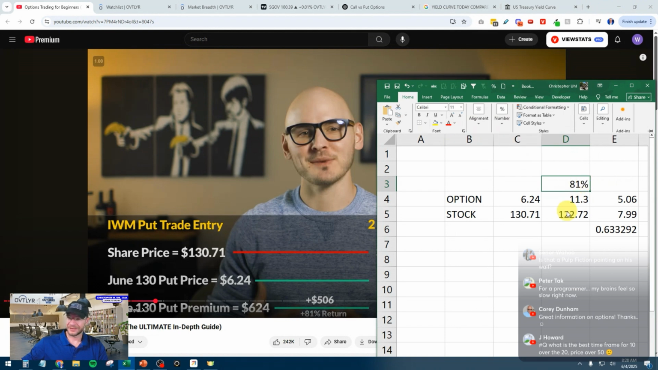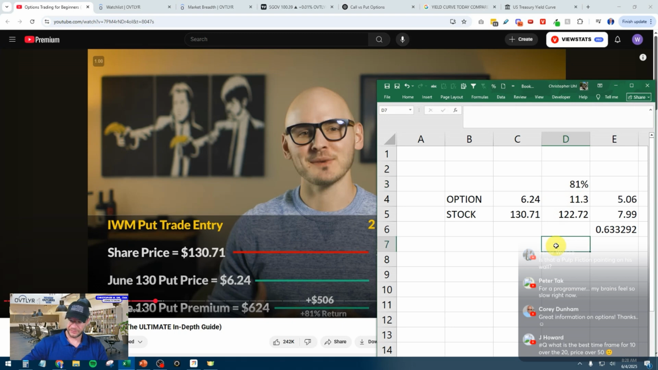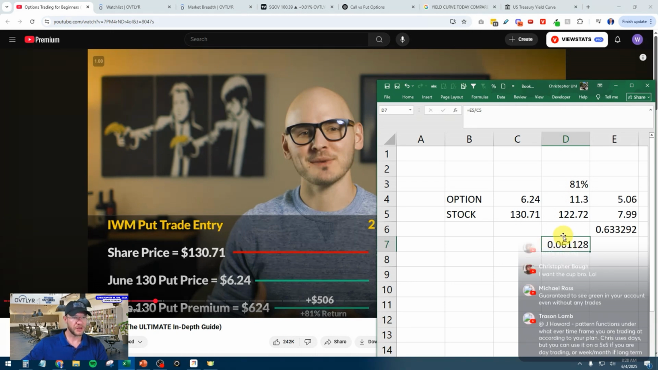How cool is that? The price of the stock went down by $7.99 divided by old price. It went down by 6%. Yet my option went up 81%. If this doesn't convince you that you've got to start trading options, I don't know what else does. We wanted the price of the stock to go down. It did that. Our return was 81%.